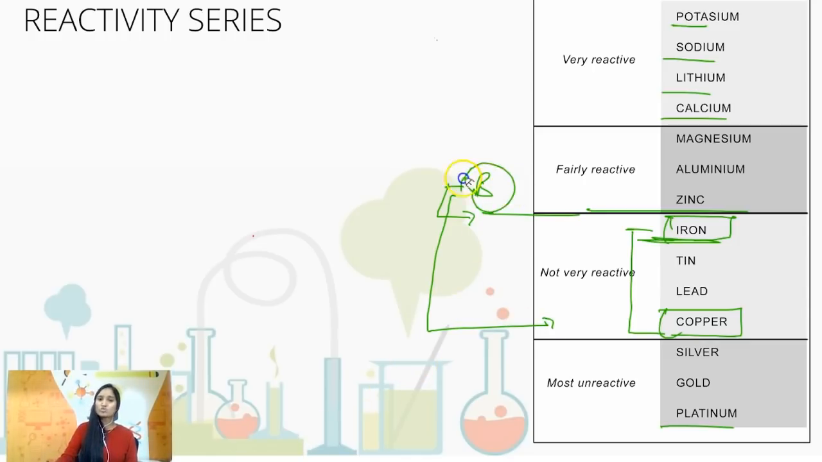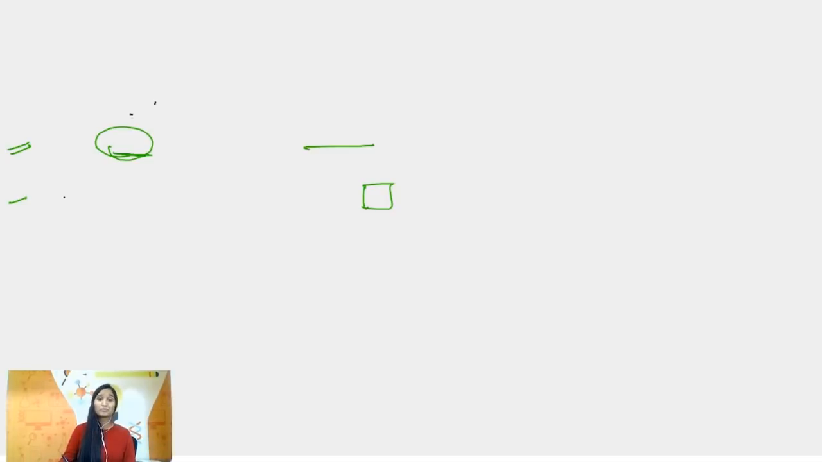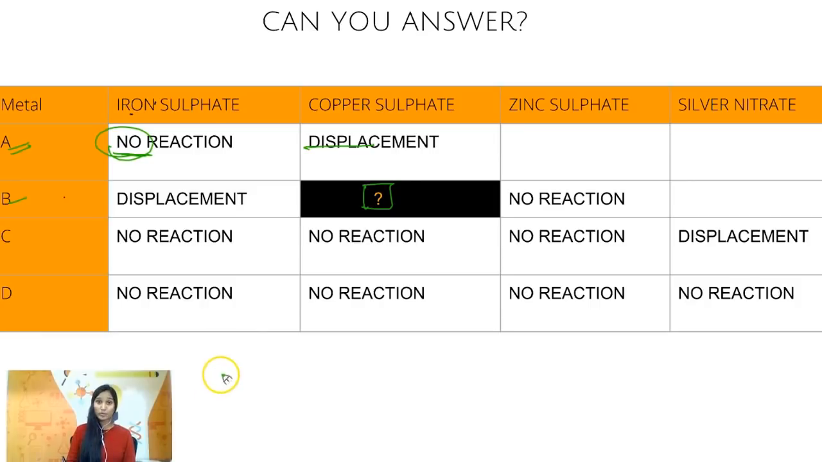So when you expose metal B to a solution of copper sulfate, which is less reactive than its capacity, what should be expected? The expected observation should be a displacement reaction. Because B is obviously more reactive, so it undergoes displacement, isn't it? See how easily we can answer this question if we know the reactivity series. If we know the series: potassium, sodium, lithium, magnesium, calcium. But actually, it's not interesting to memorize in that way.